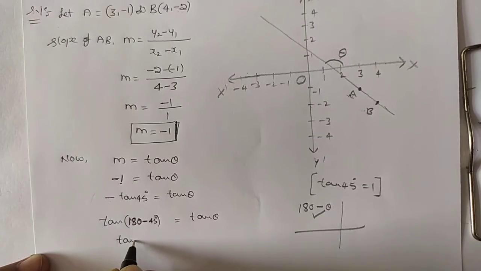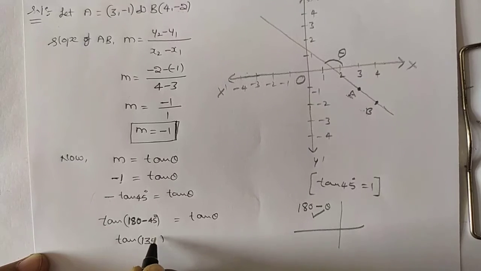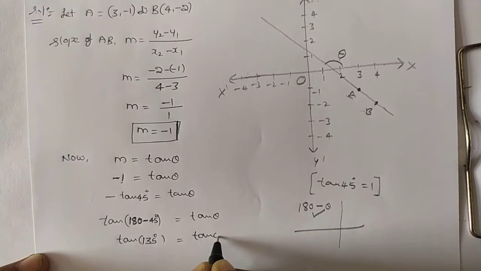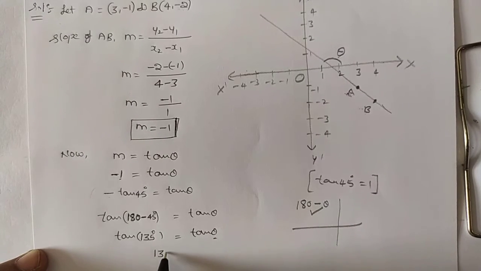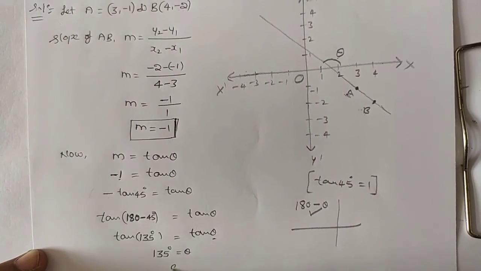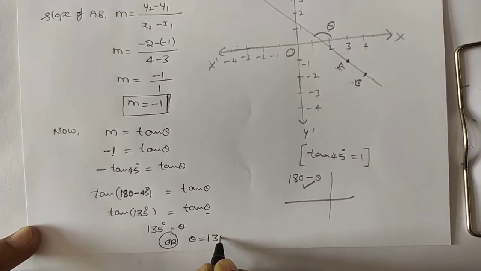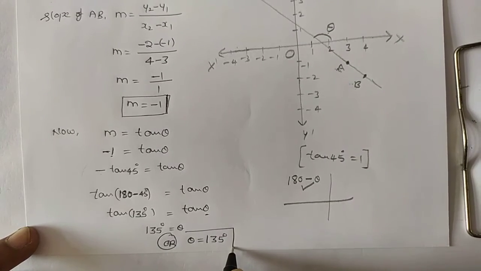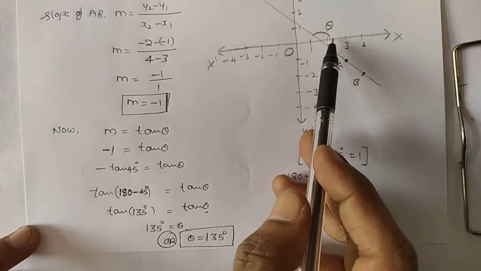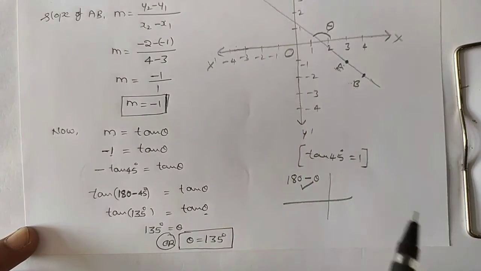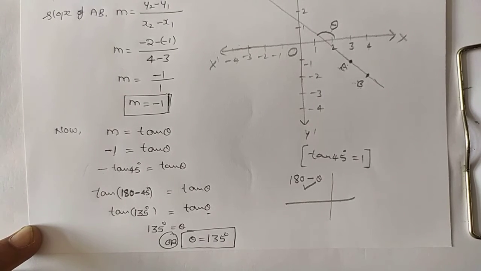Now 180 minus 45 is how much? 135 degrees equals tan theta. Therefore we need to find the angle theta. Therefore theta equals 135 degrees. Therefore 135 degrees is the required angle between the x-axis and the line joining AB. That's it. Hence it is the required angle.